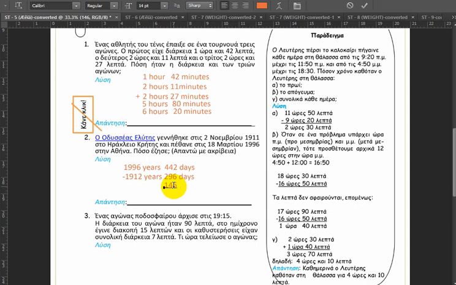146 what? Days. And then we want to do 1,996 take away 1,912, which makes 84 years. If you do the subtraction, that's what you're going to get. So 84 years and 146 days. That's how old this person lived to be.